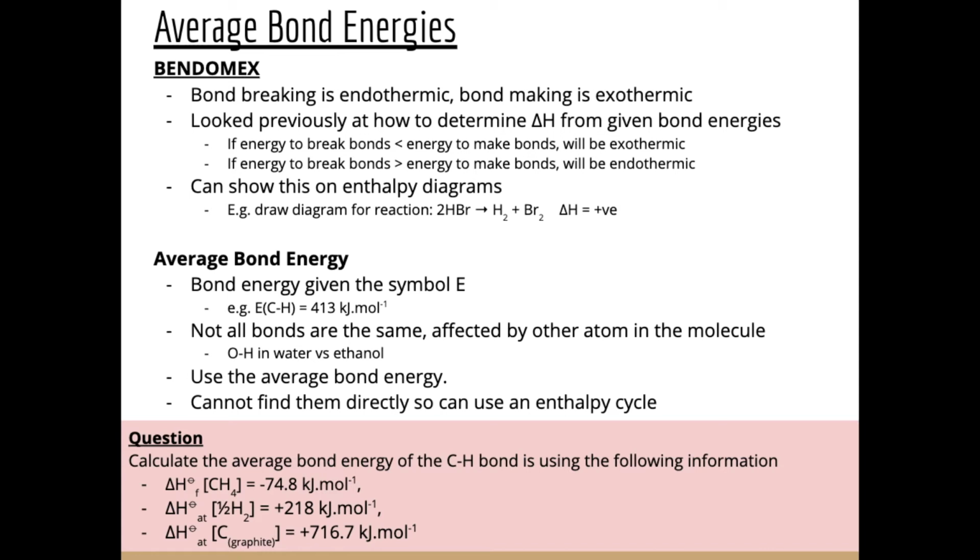Delta H of atomization for half hydrogen, delta H of atomization of carbon graphite. Pause now if you want to have a go yourself, and you can check it when you push resume, when we do it on the whiteboard right now. Right-yo. So, what have we been given?